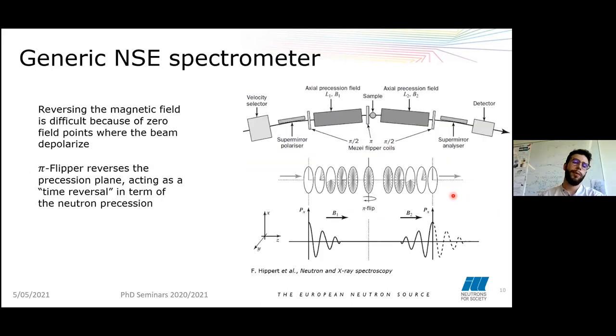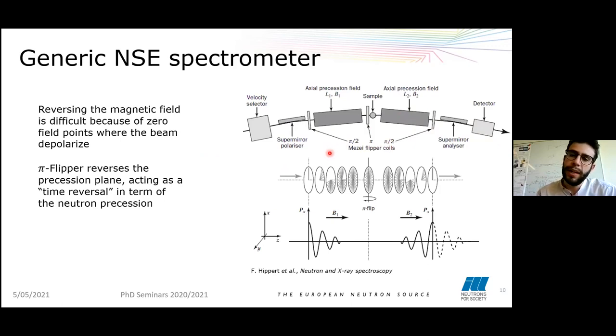Nowadays, the generic neutron spin echo spectrometer is built like this. There is a velocity selector which selects the velocity in a wide energy range. Then there is a polarizer, a pi/2 Mezei flipper. Then we start the precession in the solenoid. We have a pi flipper, because instead of using a field reversal, we put a pi flipper, in that way we don't have the zero field points where the beam can depolarize. Then we have the sample, a second solenoid, a new precession solenoid, and a second pi/2 flipper, and then the analyzer and the detector.